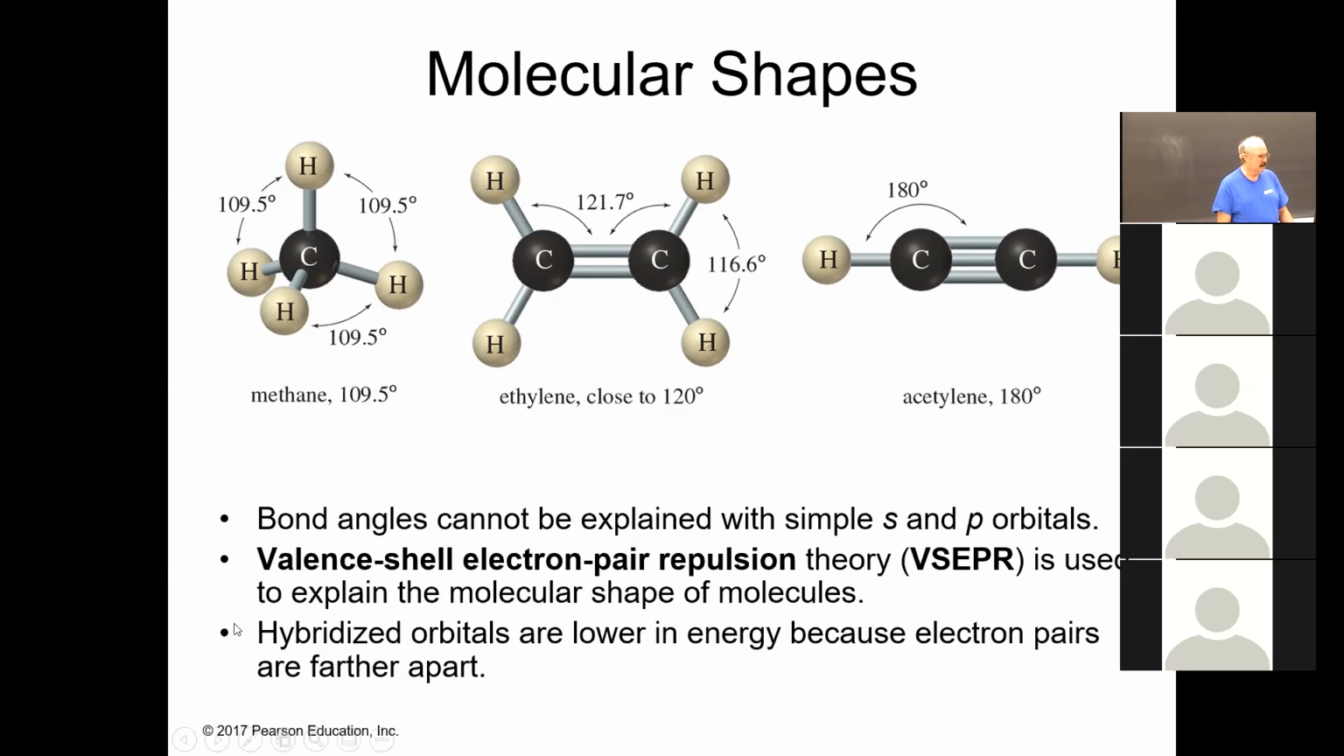sp3 hybrid atomic orbitals will give rise to tetrahedral geometries. sp2 will give rise to trigonal planar, and sp will give rise to linear. VSEPR says that electron pairs are localized into orbitals and they repel each other. They want to get as far apart as they can get.